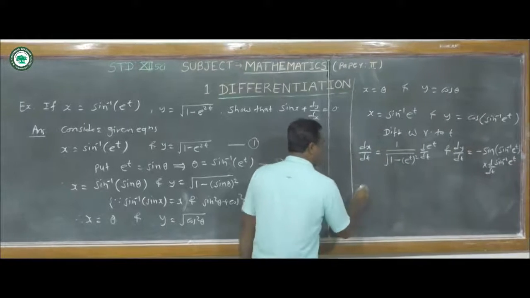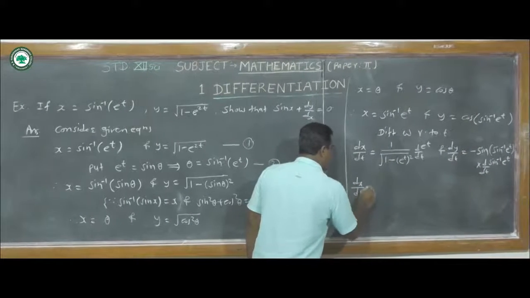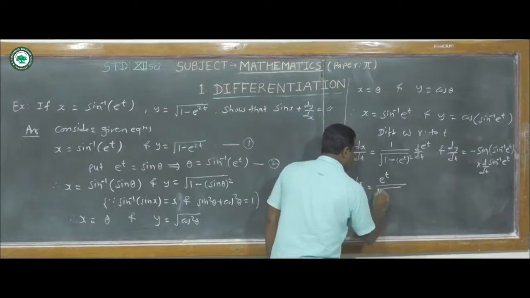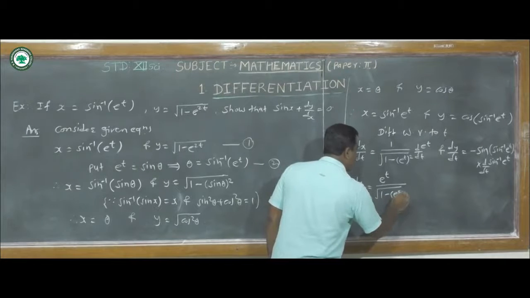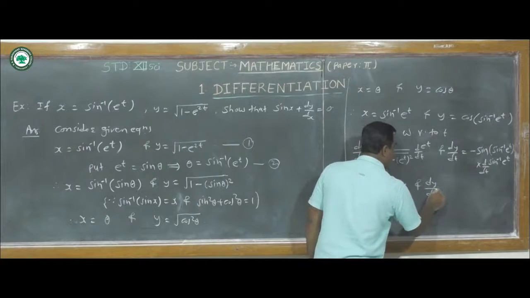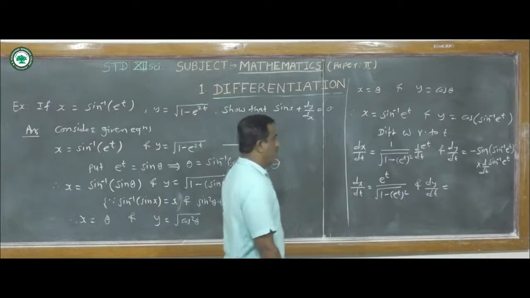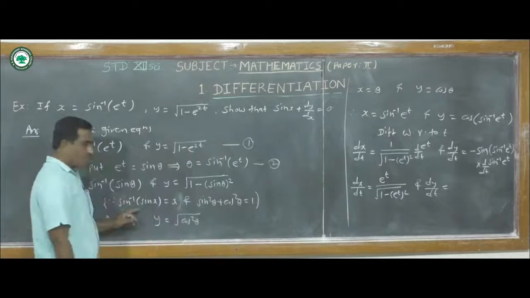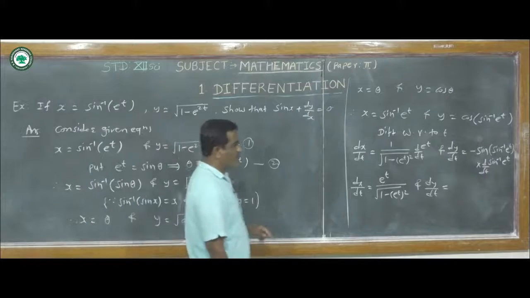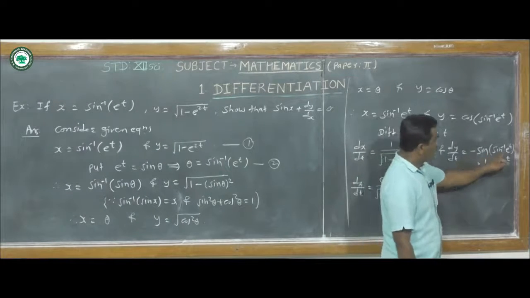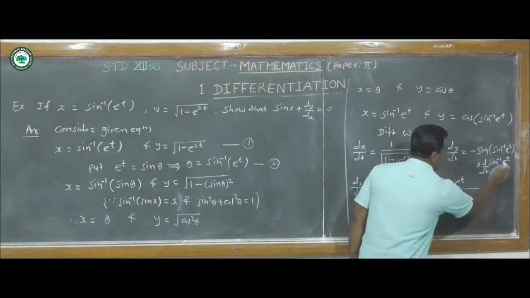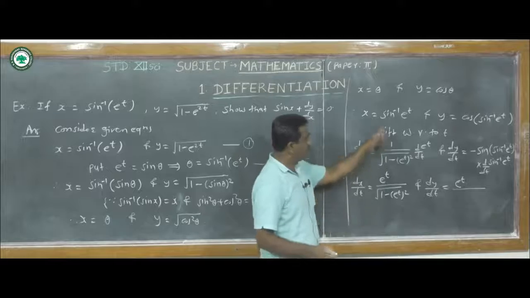Okay, that is, dx by dt is equal to the derivative of e raised to t, which is e raised to t, upon under root 1 minus (e raised to t) square. And dy by dt is equal to, again we can use this formula: sin inverse of sin x is equal to x. Therefore, sin of sin inverse of e raised to t is equal to e raised to t, into the derivative of sin inverse of e raised to t.